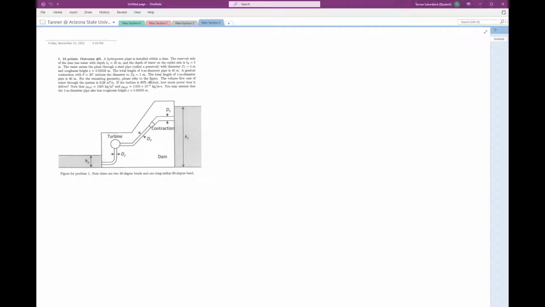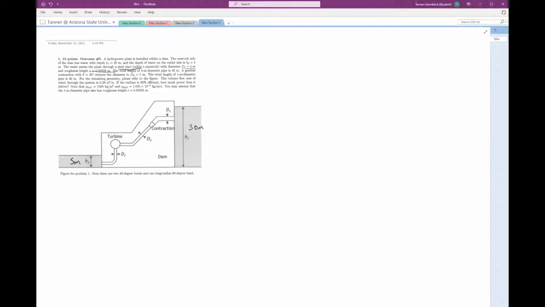So we're given some information about the problem. We're given H1 is 30 meters. H2 is 5 meters. What else are we given here? We're told we have steel pipe. Diameter is 4 meters, with roughness height here.